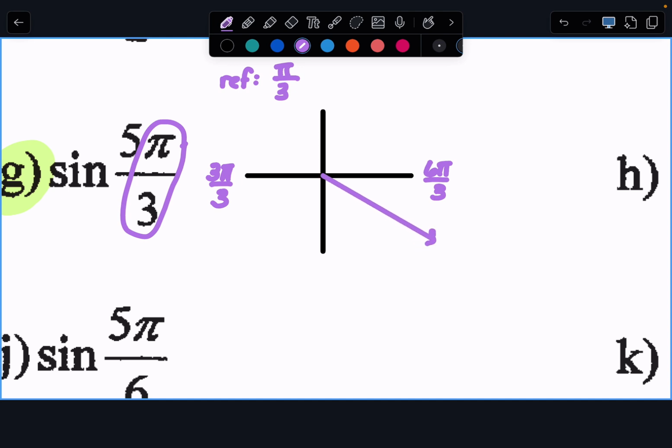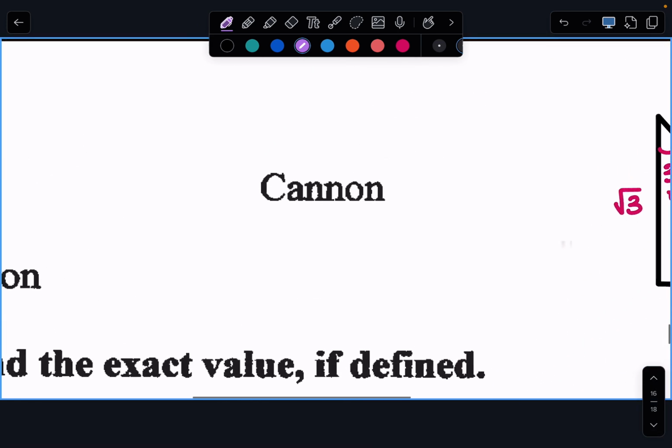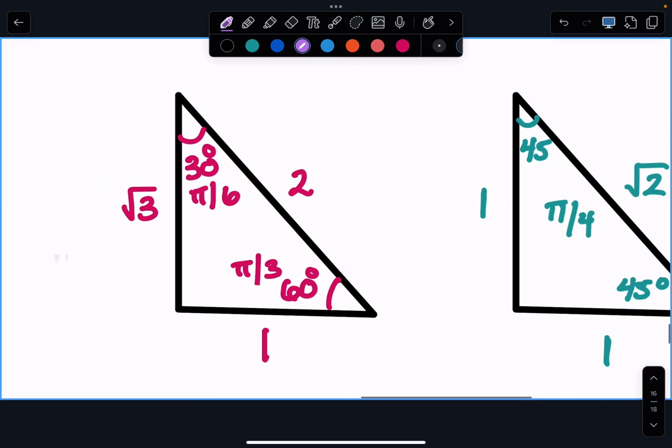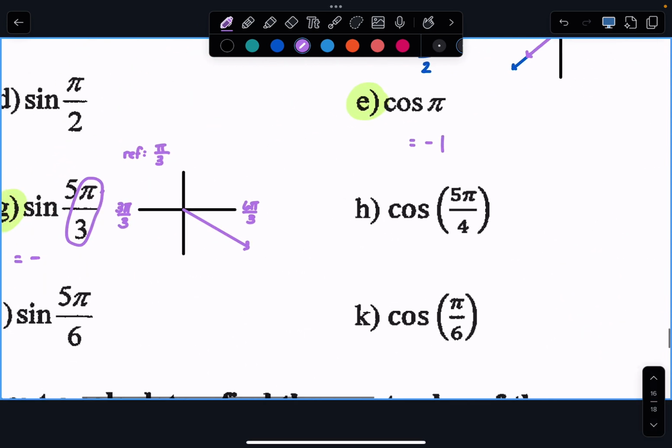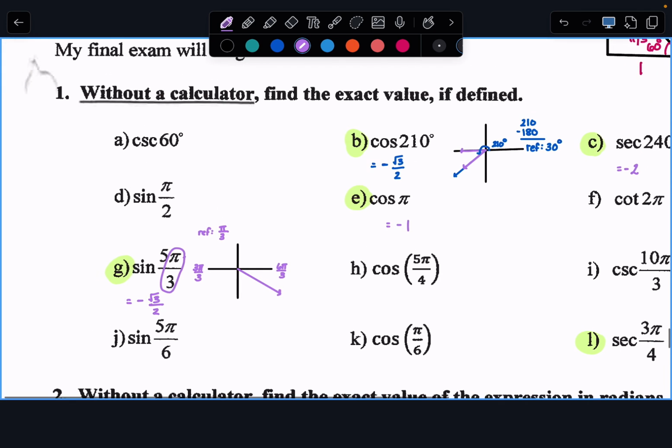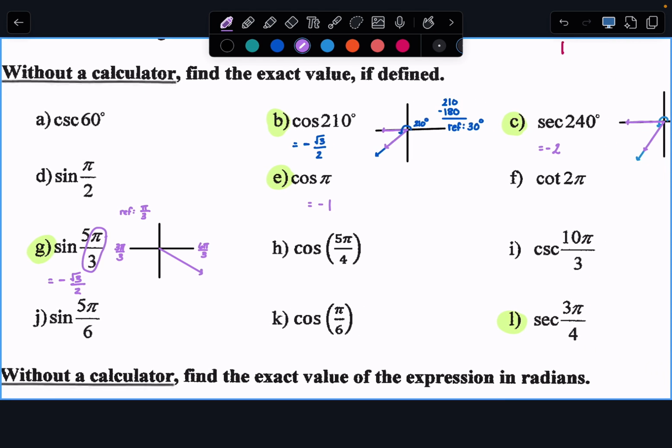Yep. In the fourth, positive or negative for sine? Negative. And then pi over 3 is 60 degrees. Is it sine? Yes. Sine of pi over 3 is what? Everybody okay with that?